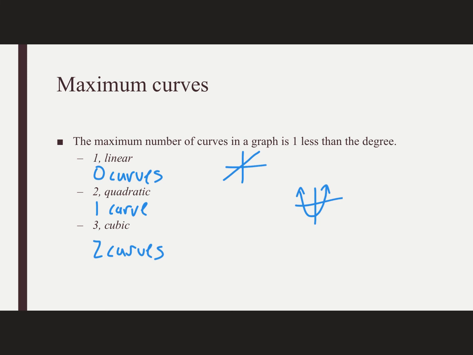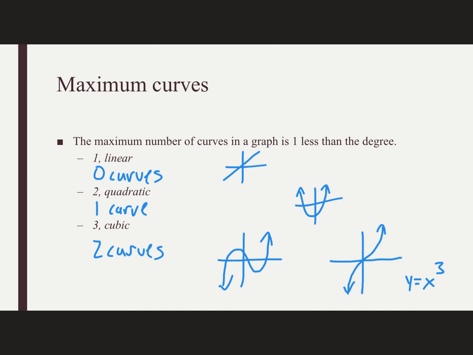If we think about what a cubic looks like, one example might look something like this, where it's got a curve here at this relative maximum and a curve here at the relative minimum. Now, another thing to point out is that this is the maximum number of curves. So for a really basic cubic, like y equals x cubed, with no x squared term, no linear term, anything like that, it's going to look like this. And that actually has 0 curves.